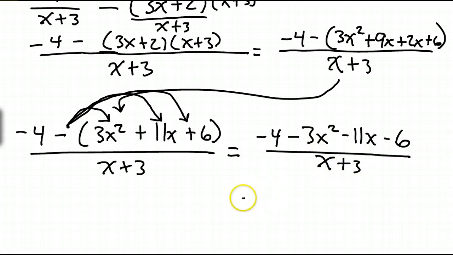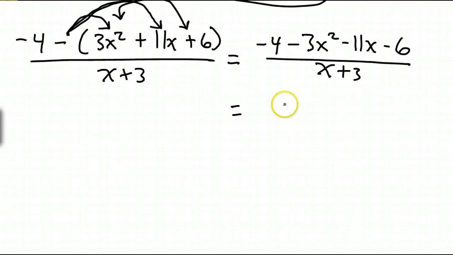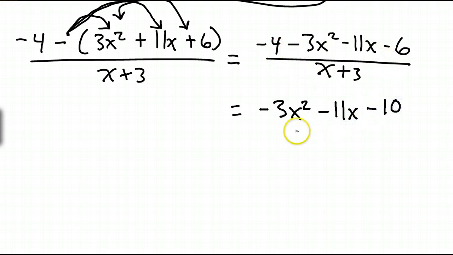So it's time to combine these like terms. So that's going to give us, let's see, we have negative 3x squared and then negative 11x, but then negative 4 and negative 6 make negative 10 over x plus 3.